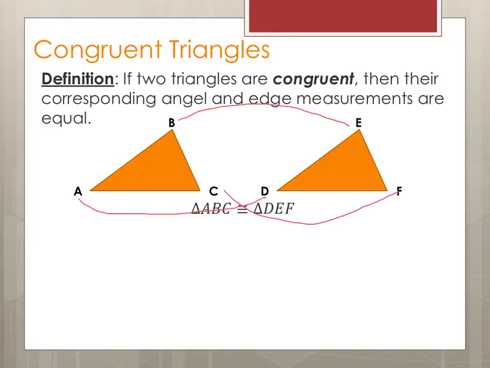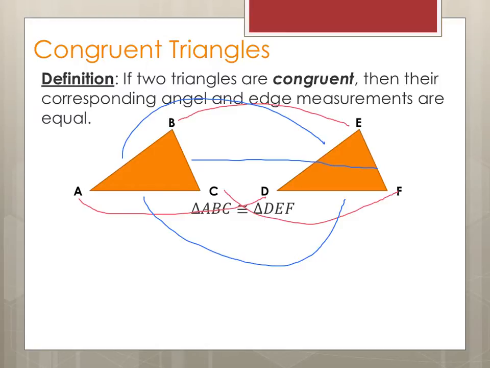The sides are also going to be equal, so the side AB is going to be equal to DE. AC will correspond to DF, and BC will correspond to EF. So those measurements of all those angles and all those sides are going to be equal to one another. We can write that. Let's annotate that here.